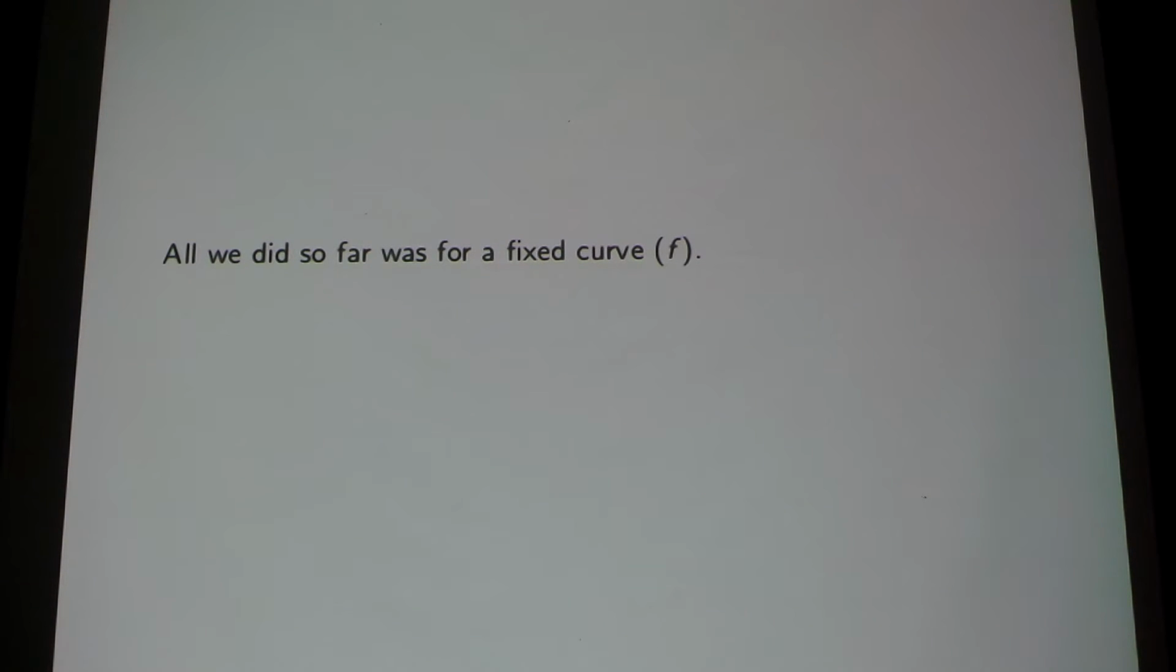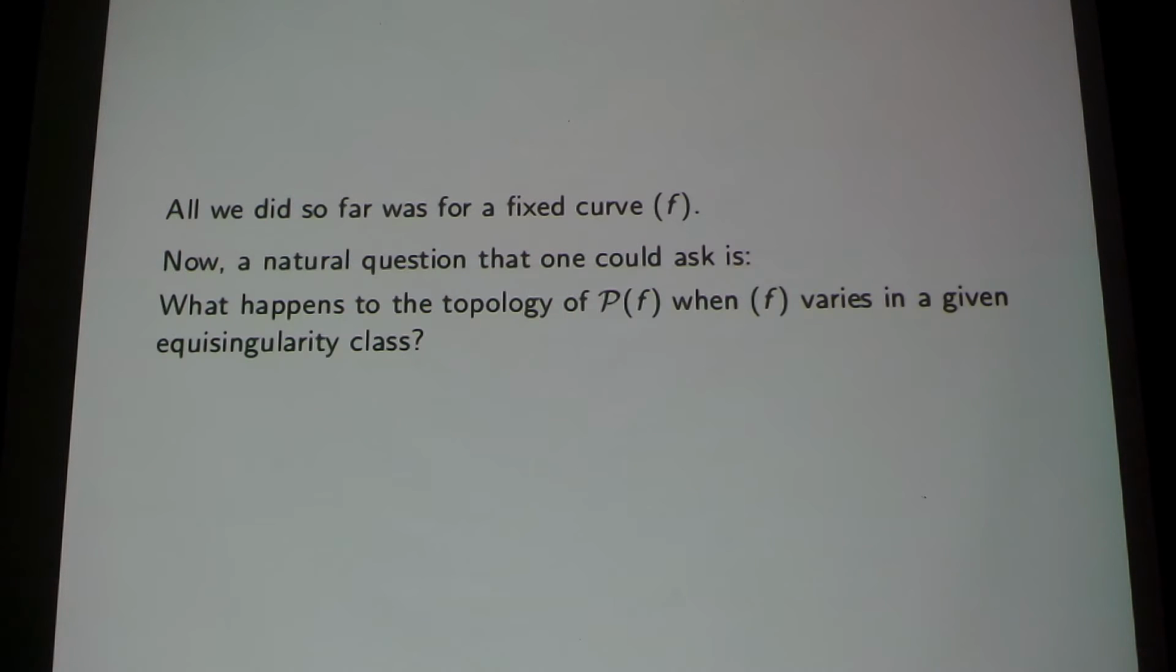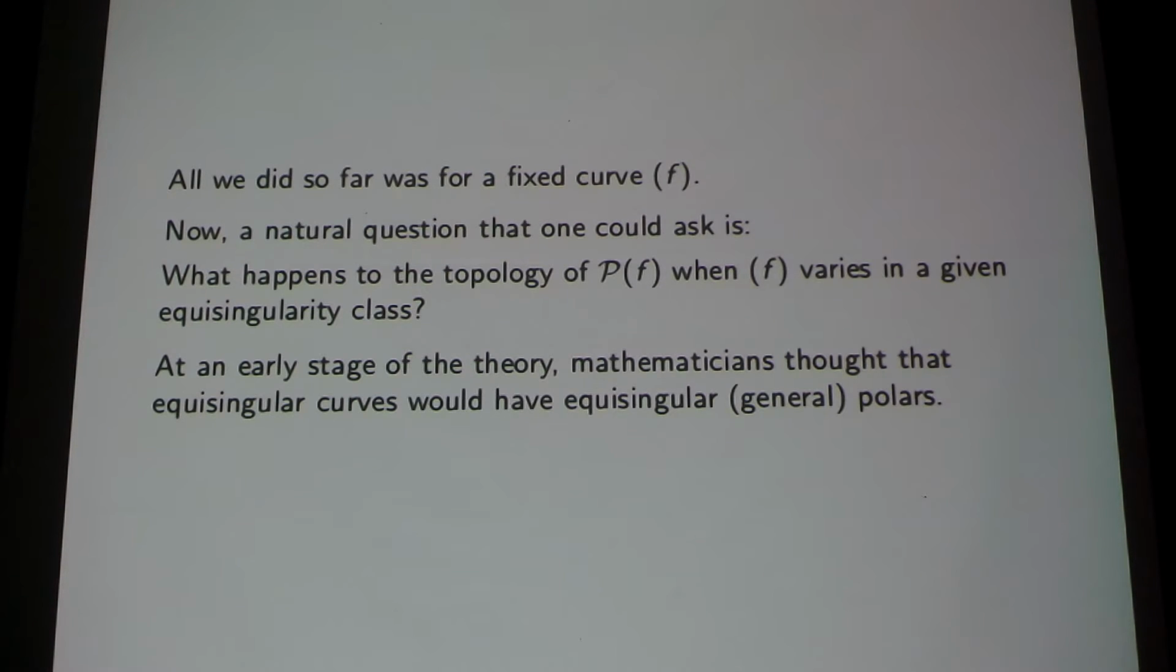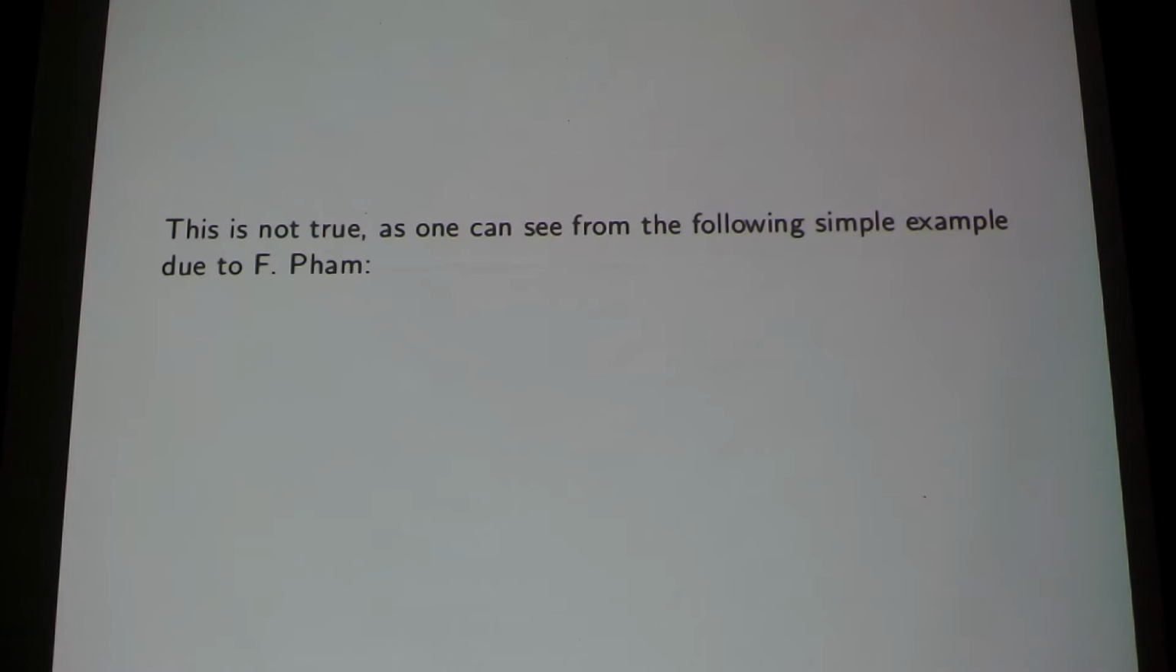All of this so far was for a fixed curve f. Now a natural question one could ask is what happens to the topology of the polar, I mean the general polar of f, when f varies in a given equisingularity class. At an early stage of the theory, mathematicians thought that equisingular curves would have equisingular general polars. But this is not true, as one can see from the following simple example.